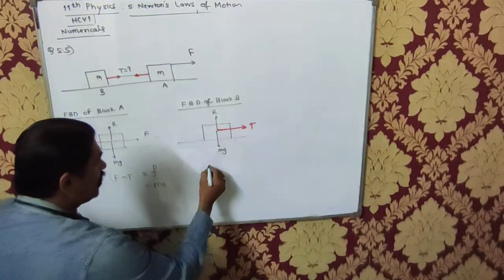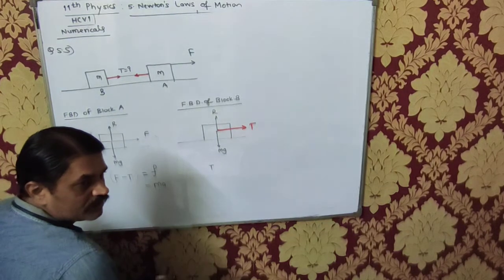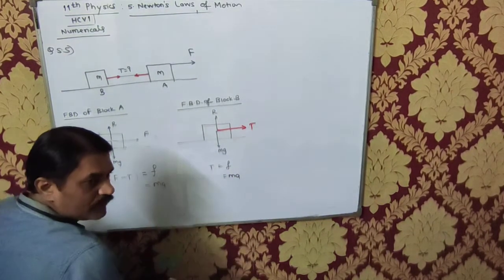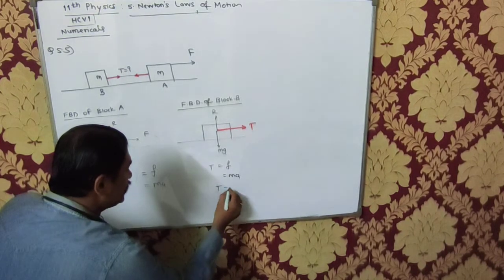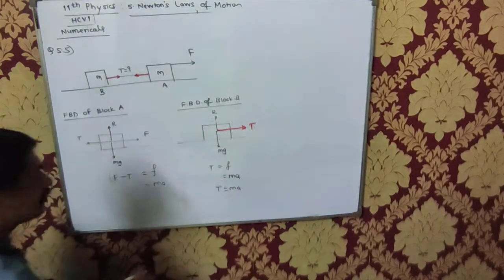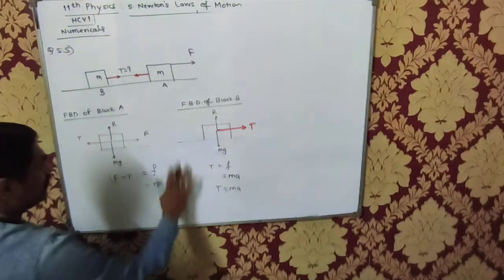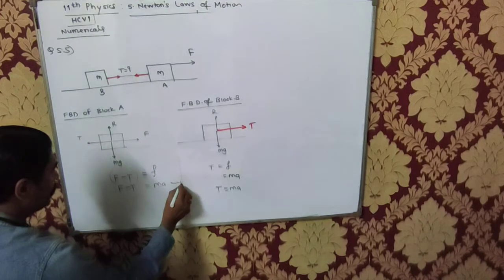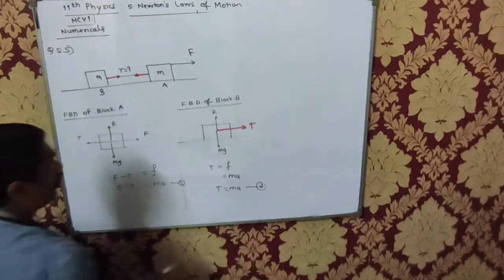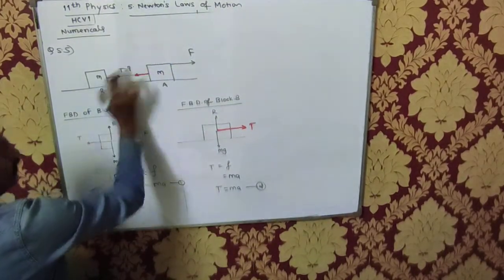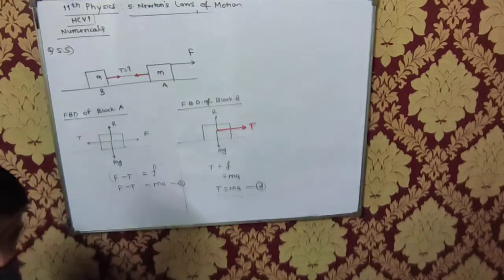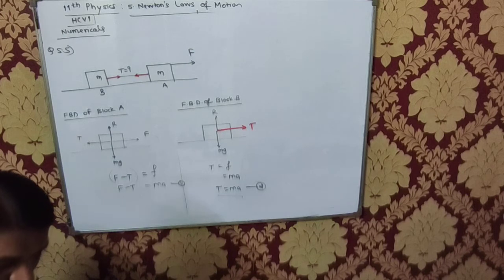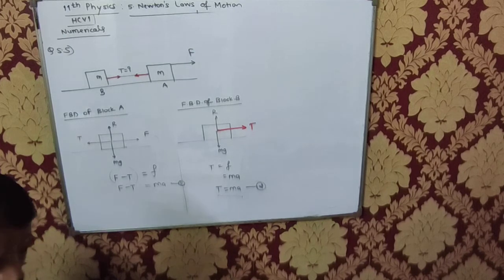So this is the unbalanced force, and F is equal to ma. Yes or no? So T is equal to ma. Now these are the two equations, and I'll solve these two equations. F minus T is equal to ma, and T is equal to ma. What I want is the acceleration. No, I want the tension. So this is the tension. I think they can ask you what is the acceleration in between the two blocks. This is question number 5.